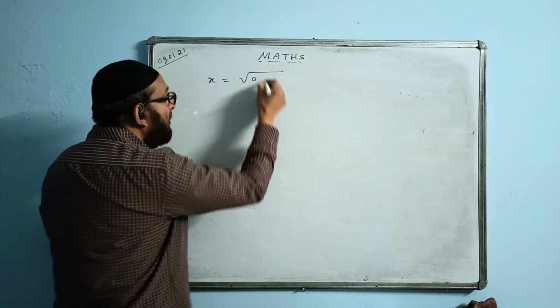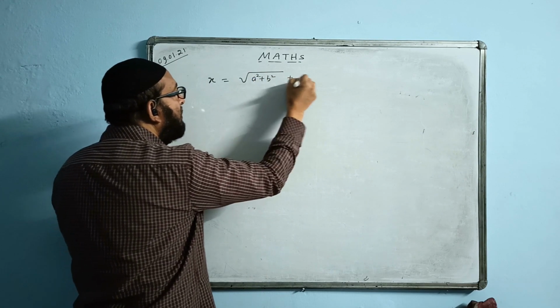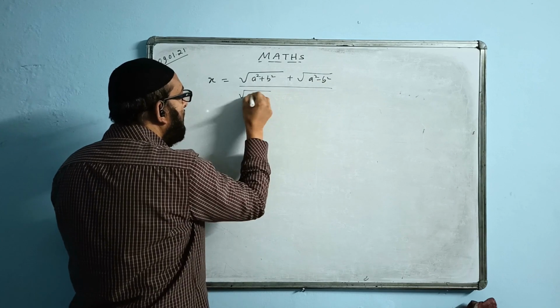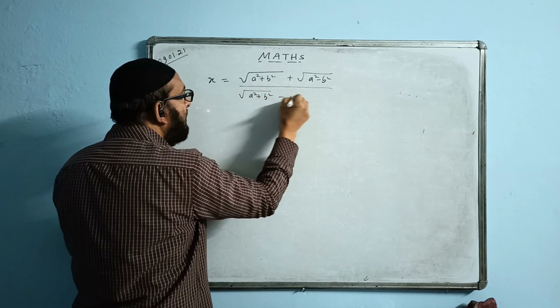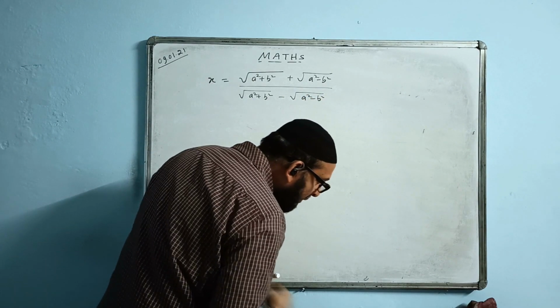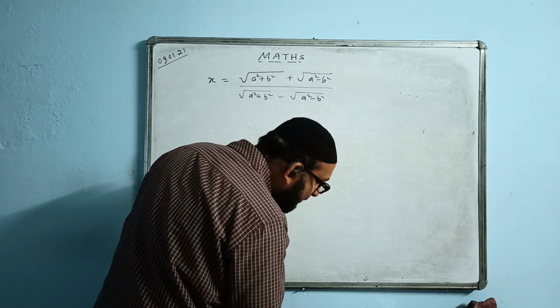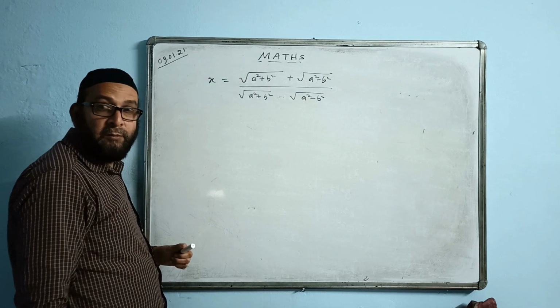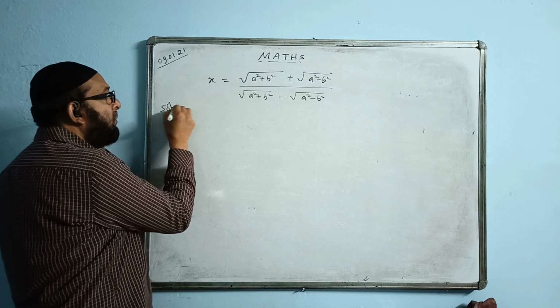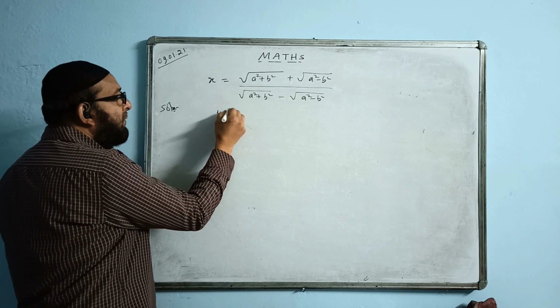a square plus b square plus root of a square minus b square, by root of a square plus b square minus root of a square minus b square. Using componendo and dividendo, prove something. Okay, solution. We'll use componendo and dividendo.